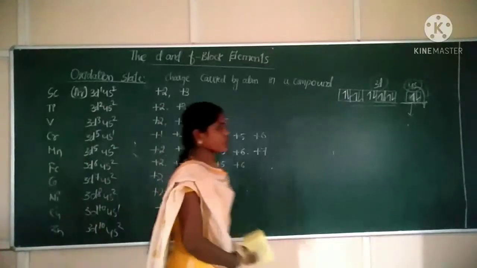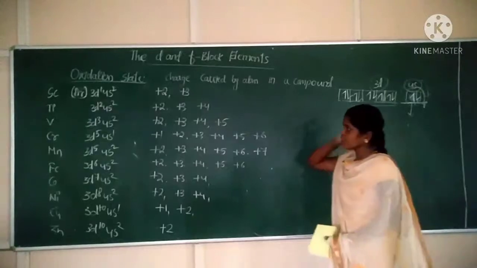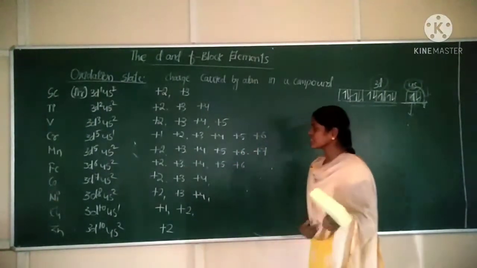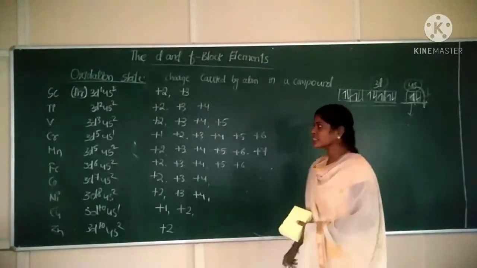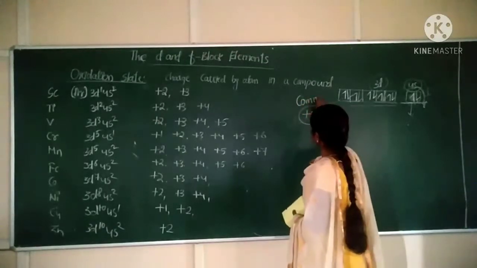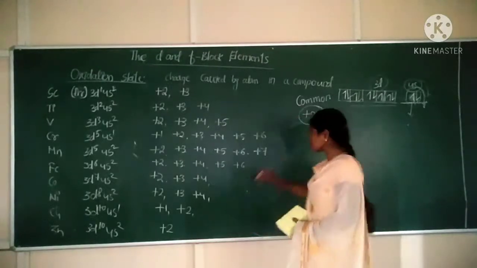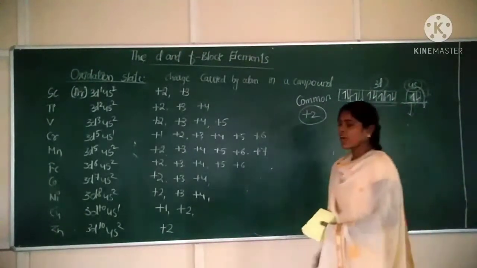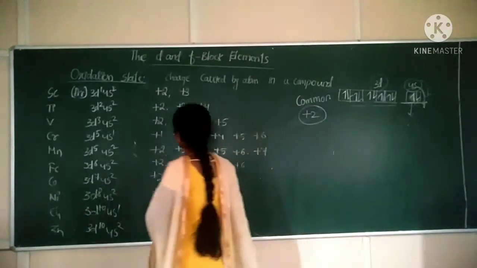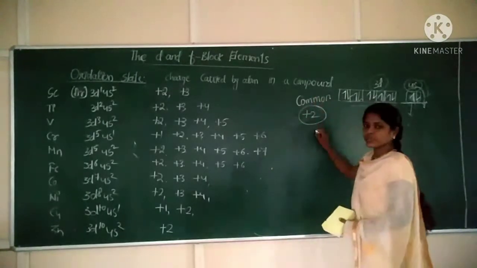So these are the variable oxidation states for the scandium series or 3d series elements. We have written more than one type of oxidation state, but what is the stable, common oxidation state for all the 3d series elements? It is +2. Every element has a +2 oxidation state because 4s electrons are present in all the elements. Next, the possible oxidation states for the 3d series elements are here. The common oxidation state is +2.